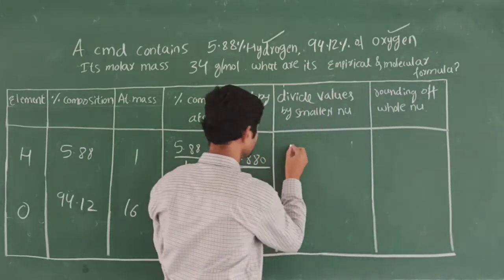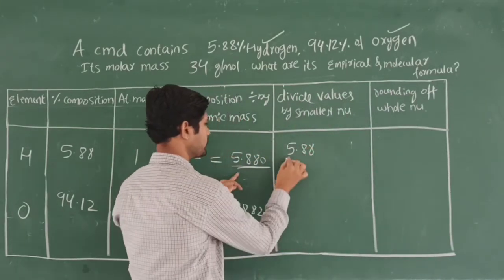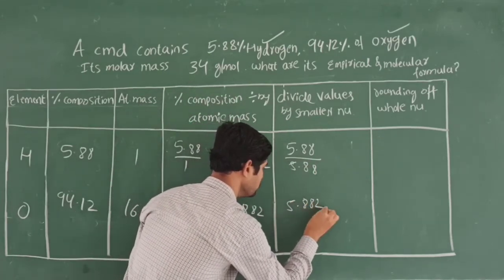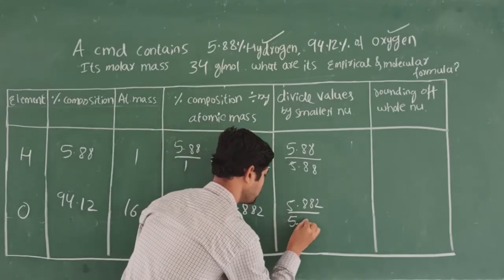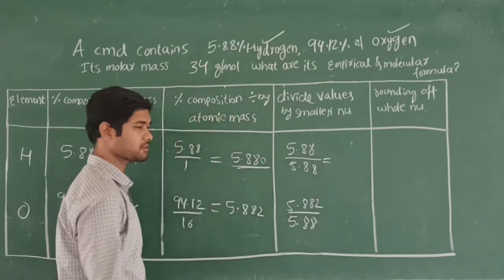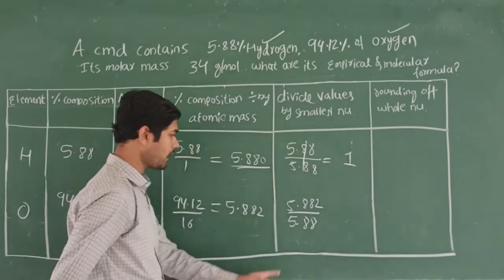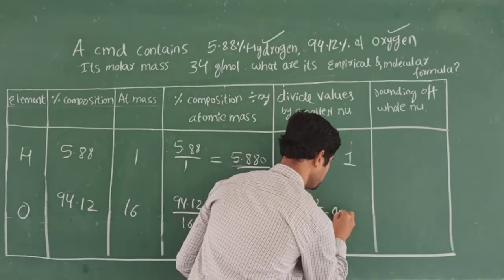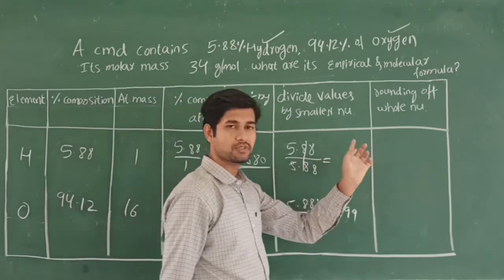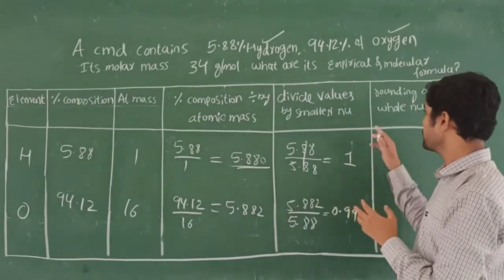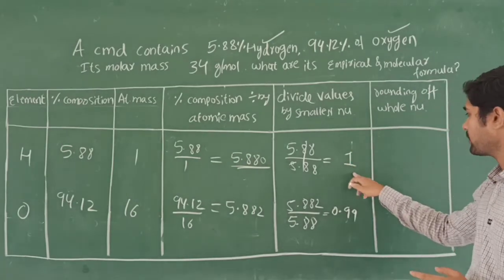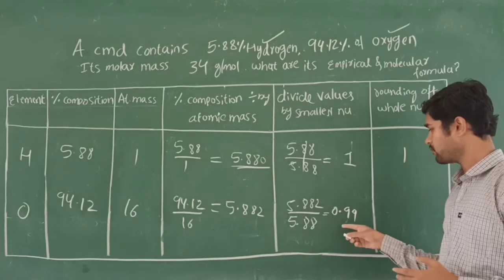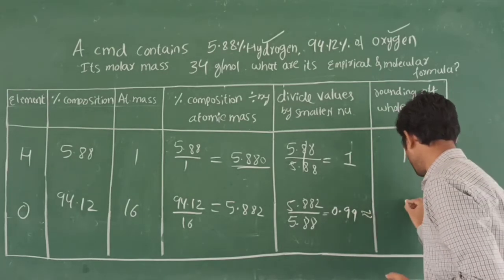So I am going to write first 5.88 divided by 5.88, and this one 5.882 divided by the smallest number 5.88. What values do you get after this calculation? You are going to get the value 1, and for the second, looking very similar but slightly reduced, 0.99. Then come to the rounding of the values into whole numbers. Here 1 is nothing but 1, and 0.99, the nearest value, simplified, is similar to 1.